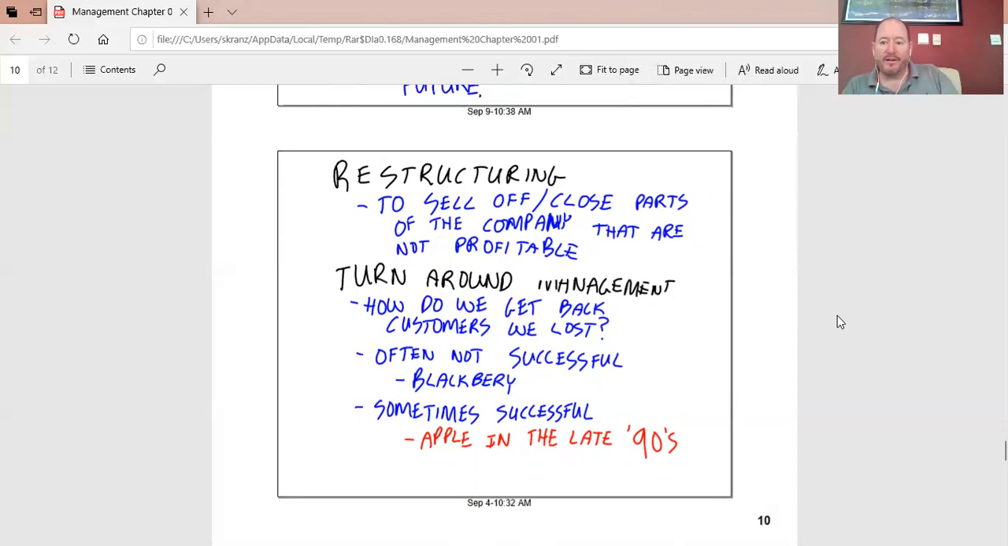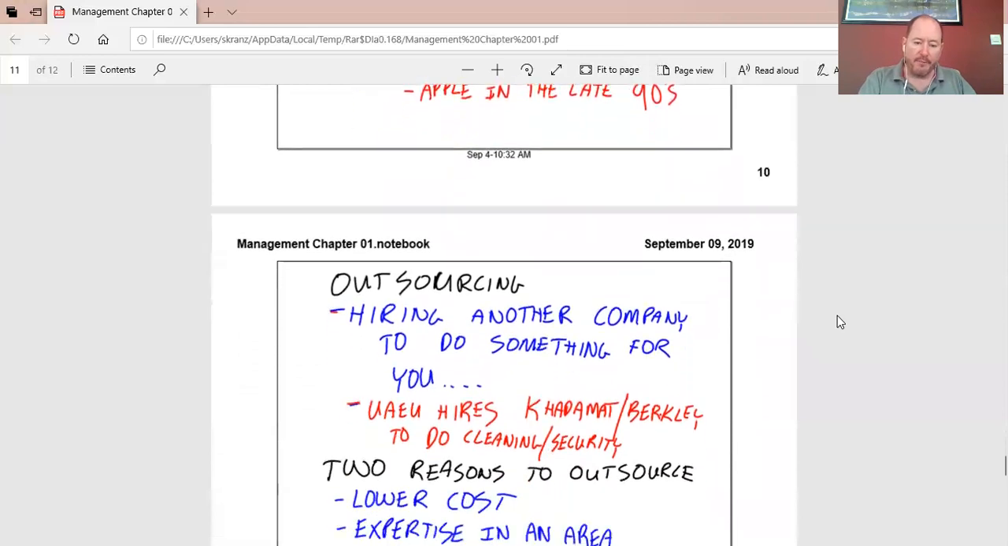Great story to be told there. I told it in class. It's not going to be on any tests, so this is review. We'll let it go for now.